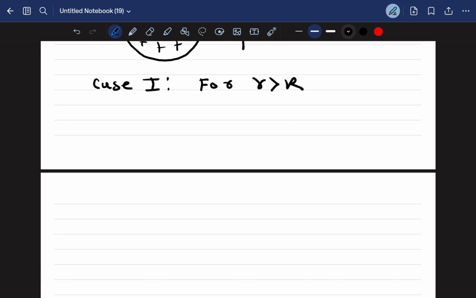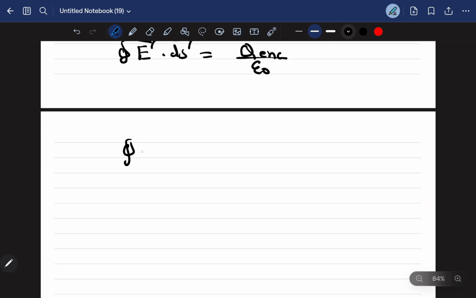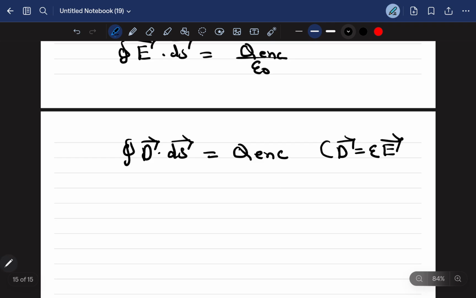I think everyone knows Gauss's law. The closed integral of E dot dS equals q enclosed by epsilon naught, or we can also say the closed integral of D dot dS equals q enclosed. D is the electric flux density, and D can be written as epsilon naught multiplied by E.